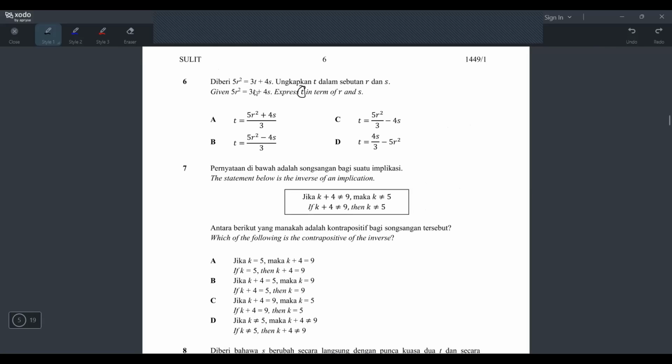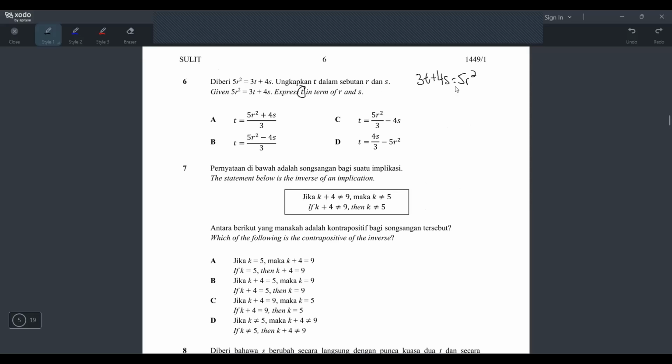So first thing first, I will rewrite this. 5r squared equals 3t plus 4s. I'll write like this: 3t plus 4s equals 5r squared. Please don't tell me, hey sir, why did you write differently? It's the same. I just flipped it. I just wrote the 3t plus 4s in front and the 5r squared behind, that's all.